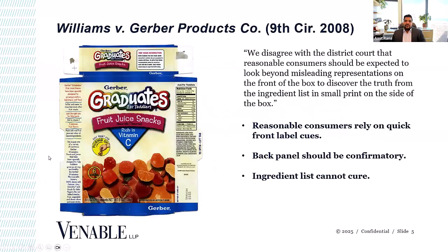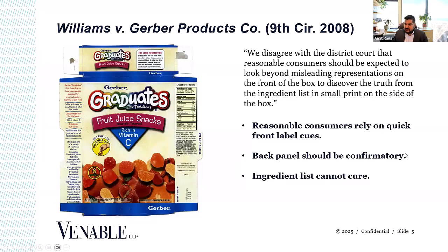So let's go all the way back to 2008. Williams versus Gerber was kind of the foundational case in this area. If anybody has practiced in this space over the last 15 years, you've seen this case cited by plaintiffs in almost every brief that they bring in consumer class actions.